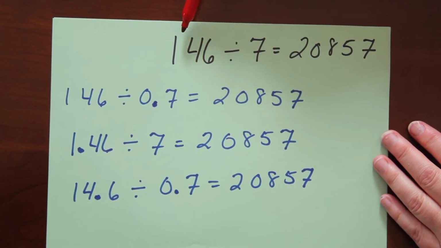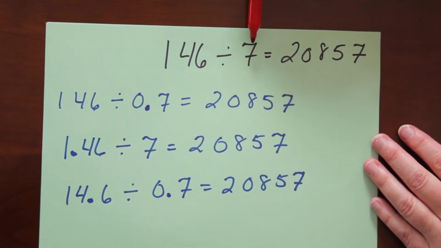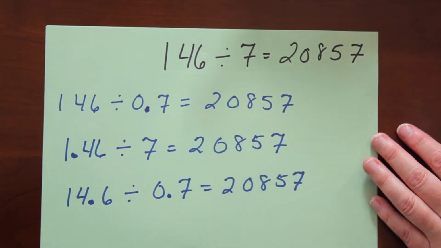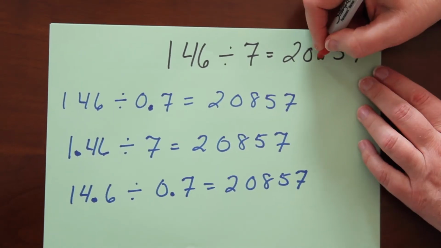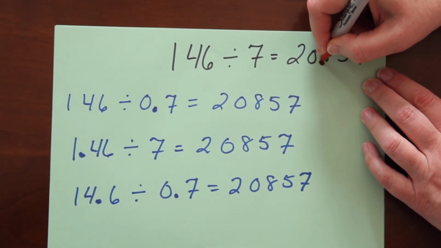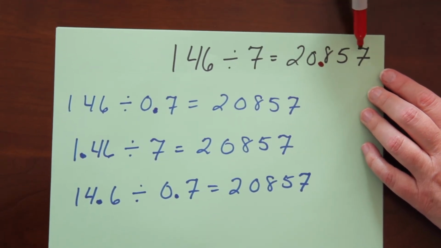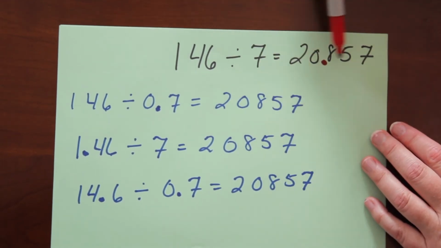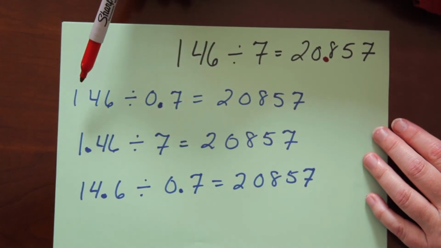So if I look at this first problem, 146 divided by 7. Well, I can say 7 times 10 is 70. 7 times 20 is 140. So my answer needs to be about 20. So my decimal point needs to go here. So 146 divided by 7 is 20 and 857 thousandths. And then I can use that information to figure out where to put the decimal points in all of these.